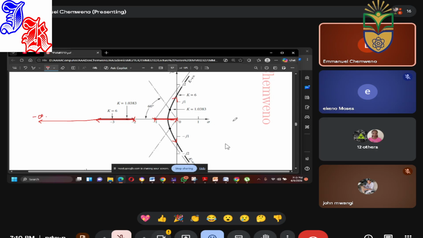Rule number 4, asymptotes. Two k plus 1 times 180 over n minus m. You go to 180 degrees, 60 degrees, 300 degrees. This is 60 degrees. This 300, which is minus 60. And this is 180 degrees.